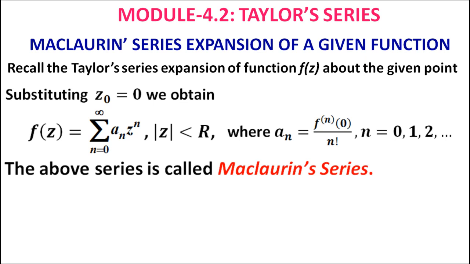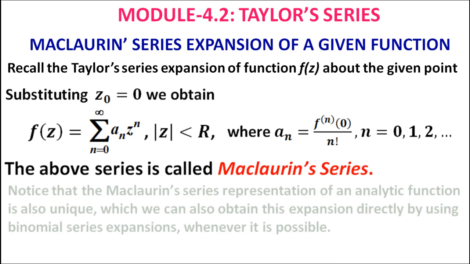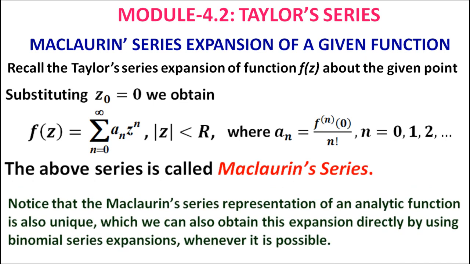Like the Taylor series, Maclaurin series expansion is also unique, and we can also obtain this expansion directly by utilizing some binomial series expansions whenever it is possible. So notice that the Maclaurin series representation of an analytic function is also unique, which we can obtain directly by utilizing the binomial series expansions whenever it is possible. So let us see an example, guys.